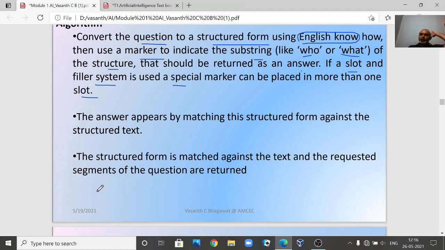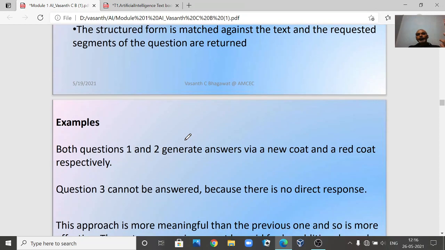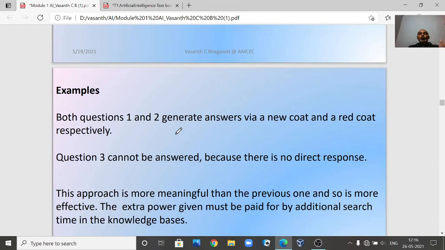But right now, you can just understand that we have the questions, and you convert each question into one type of knowledge representation, such that it becomes easy for us to match all the words, depending on the nouns, pronouns, verbs and all those things. Then the answers will appear: we can identify the answers by matching this structured form against the structured text, that is, matching it with our input text. So we use this particular method.